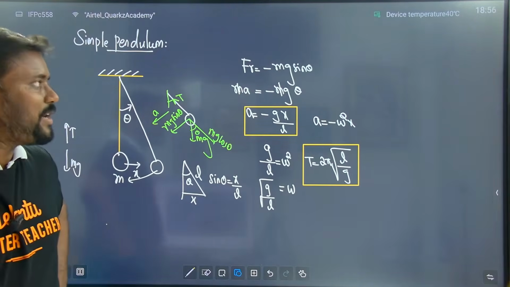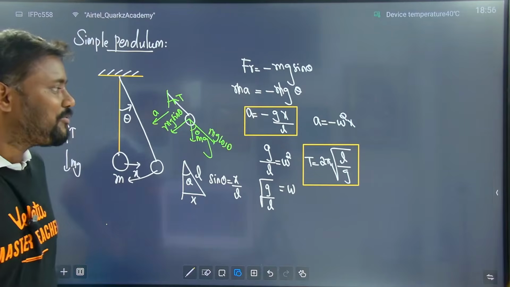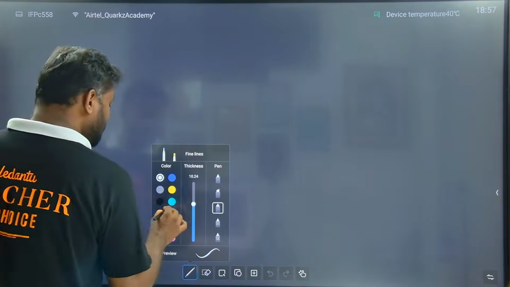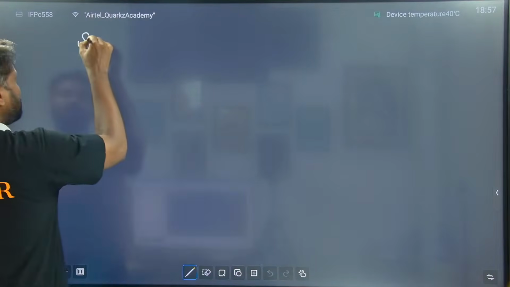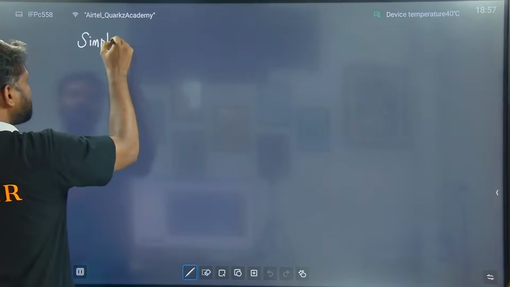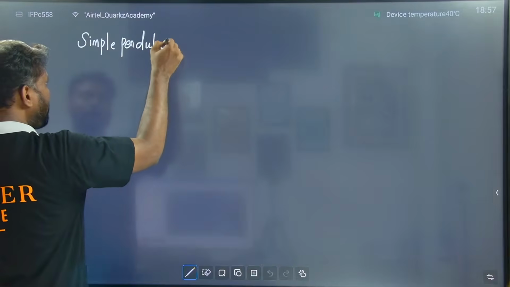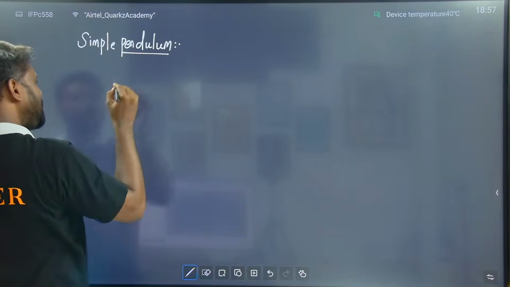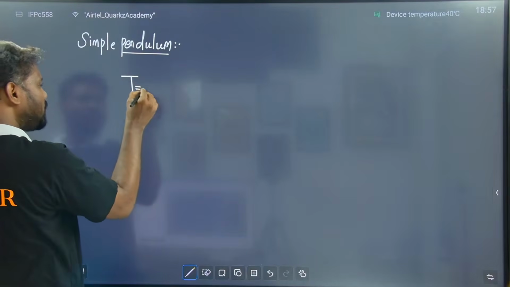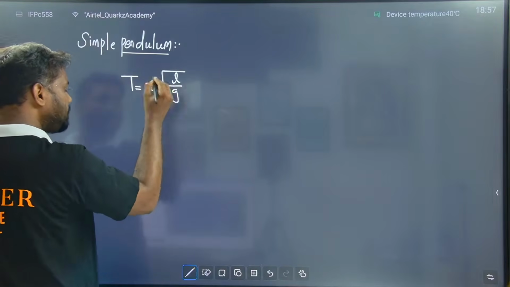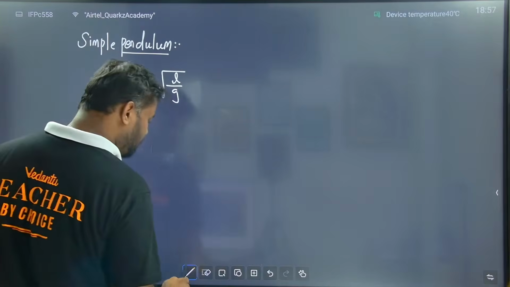Clear? So this is a very important idea. So restoring force vachu nammalam calculate pannalam. Right? So this very important idea has to be known clearly. Ippo simple harmonic motion eduthuttaen nu vachukonga. So simple pendulum eduthuttaen. Simple harmonic motion, simple pendulum. So the time period sollunga paarkalam. Time period is equal to 2 pi root under what? L by g. So this is a very very important equation.